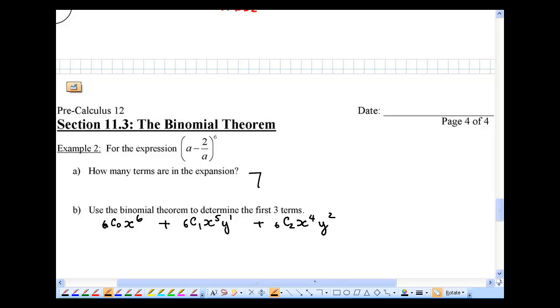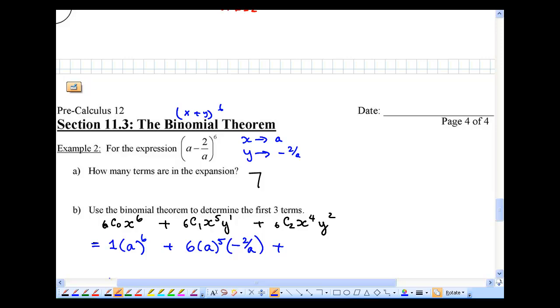Now we have to apply it to this expression. 6 choose 0, that's just 1. So 1 times x is the first term in our expansion, because it's kind of like x plus y to the power of 6. So that means x is just equal to our a value, and y is just equal to our negative 2 over a value. So that's a to the power of 6. 6 choose 1 is 6. That's a to the power of 5. And here's our y, so it's negative 2 over a. Then we have 6 choose 2. That's 6 times 5 is 30, divided by 2 is 15. A to the power of 4. And then negative 2 over a, all squared.